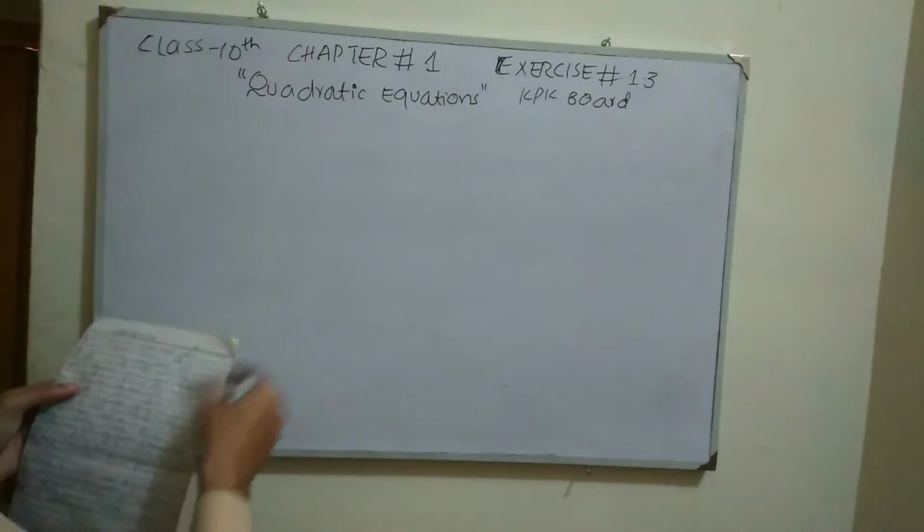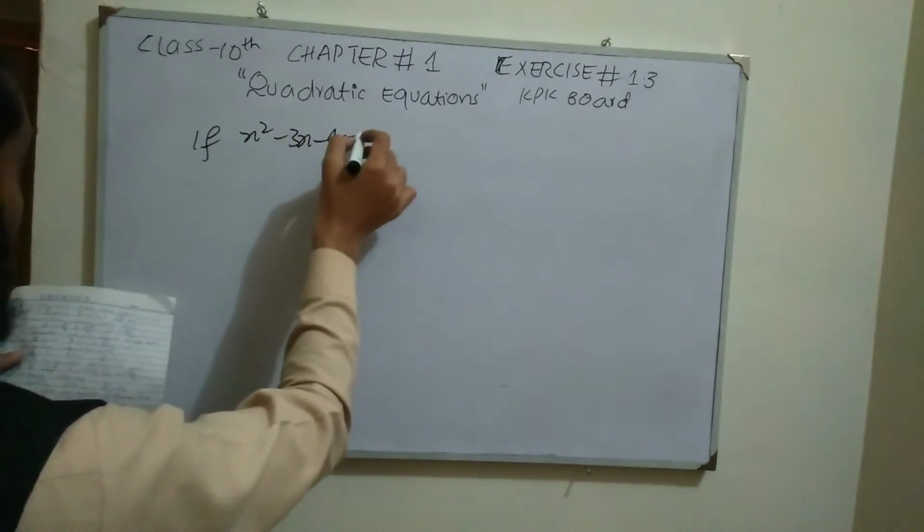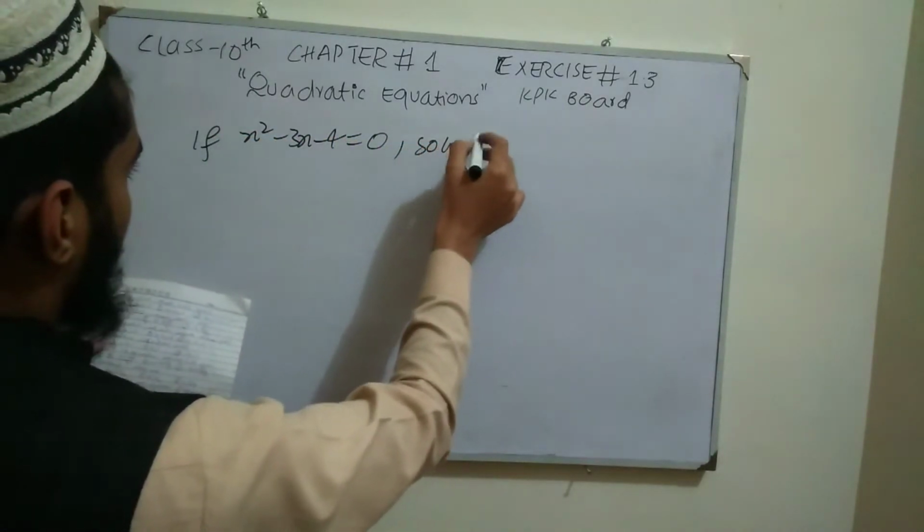Question number 4 is: if x square minus 3x minus 4 is equal to 0, then the solutions are.